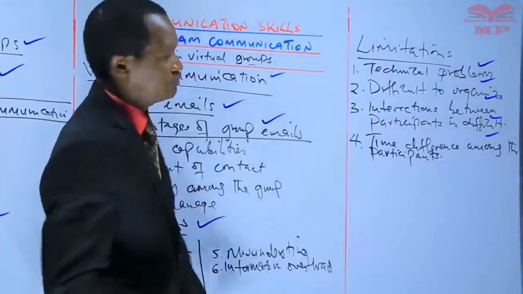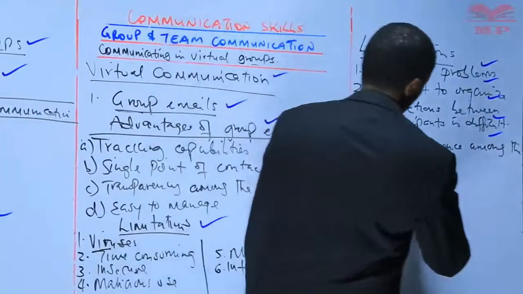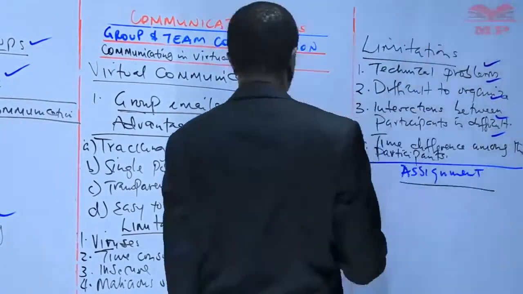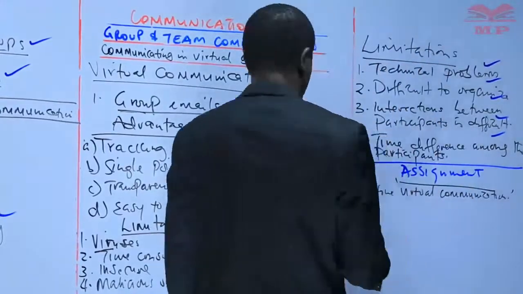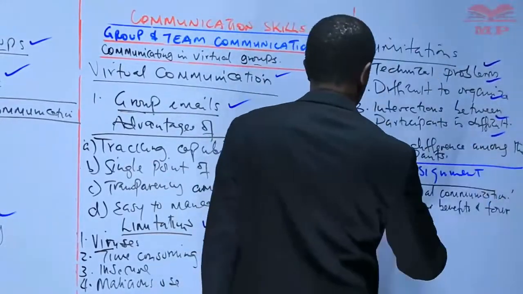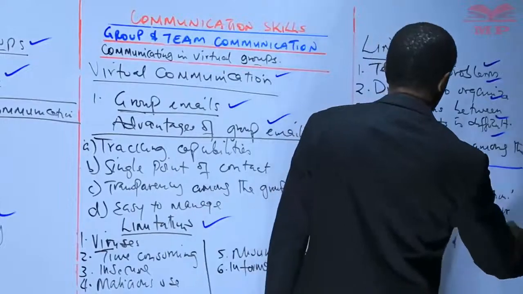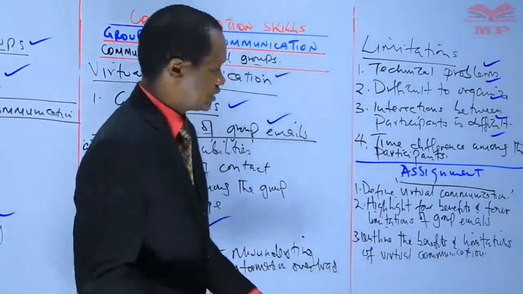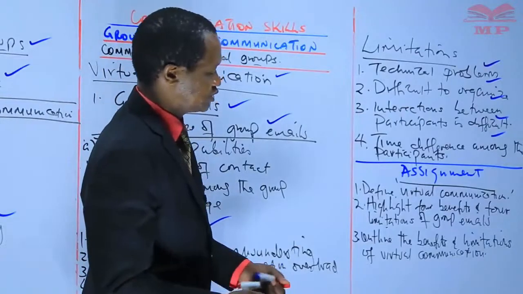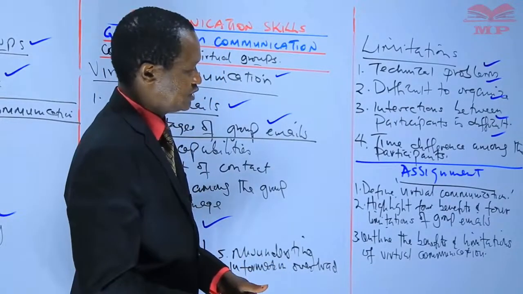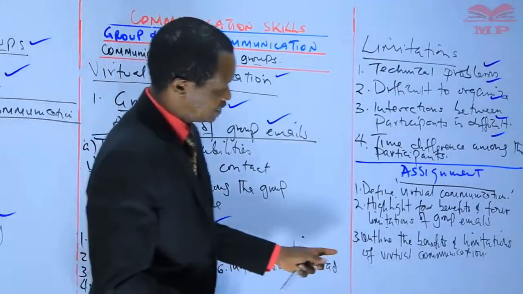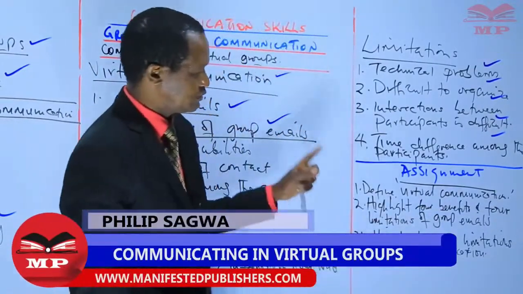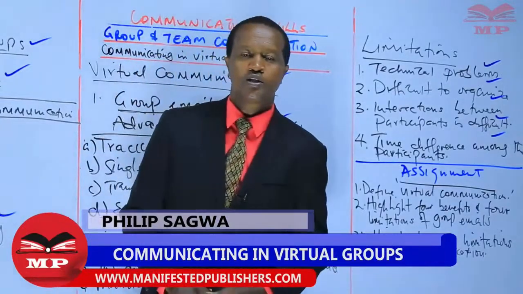As it is our custom, you will take home this assignment. Assignment number 1, define virtual communication. Number 2, highlight 4 benefits and 4 limitations of group emails. Number 3, outline the benefits and the limitations of virtual communication. That is your today's assignment.